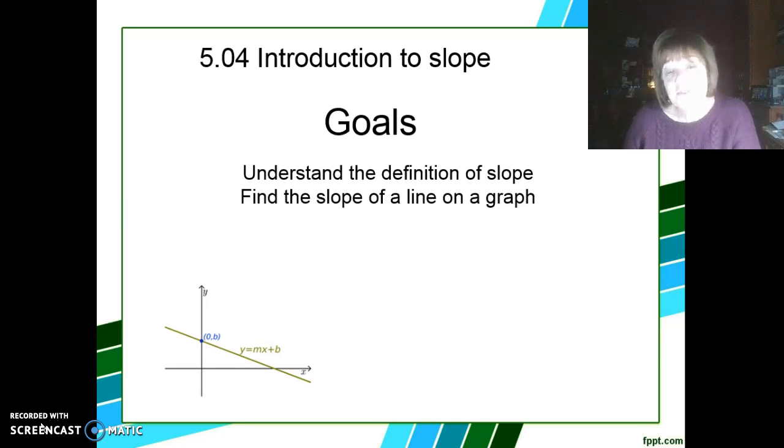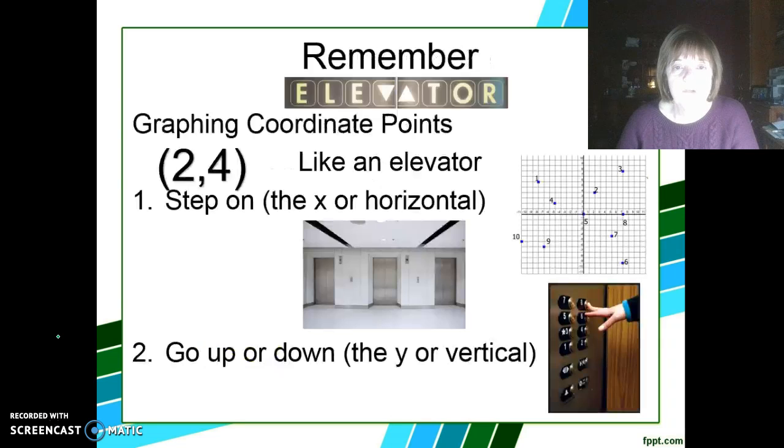Today I'd like to introduce you to something I love talking about, which is slope. Our goal today is for you to understand what slope means, the definition, and then to be able to graph a line if I give you the slope. So let's take a look at what we need to know.